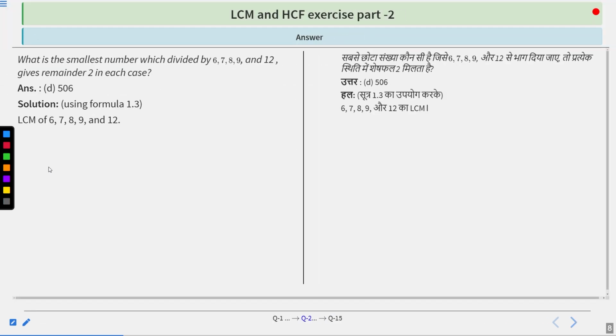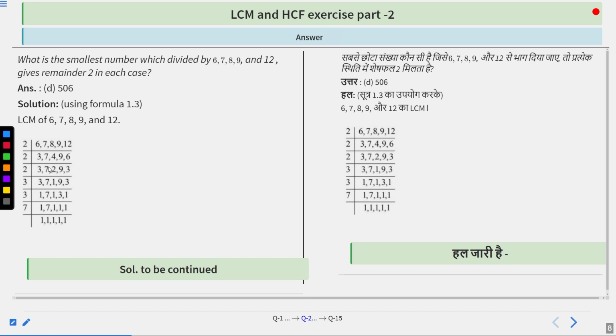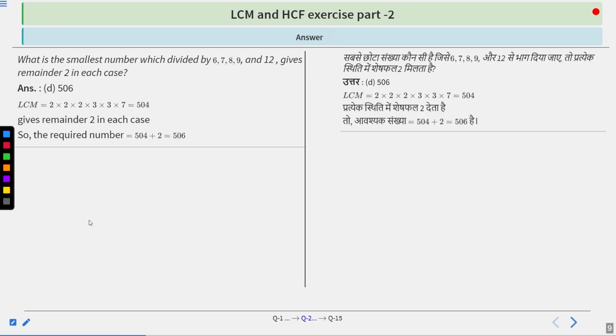Now, we are going to use formula 1.3. According to that formula, we need the LCM of 6, 7, 8, 9, and 12. So we are going to use common division method. We are getting 2, 2, 2, 3, 3, and 7 until we get 1, 1, 1 in the end. And formula 1.3 says that the number is equal to LCM of the numbers plus remainder, that is 2. So LCM was 504 and we are getting 2 remainder in each case. So the required number is LCM of all the numbers plus remainder, that is 2. So 506 is our correct answer, option number D.